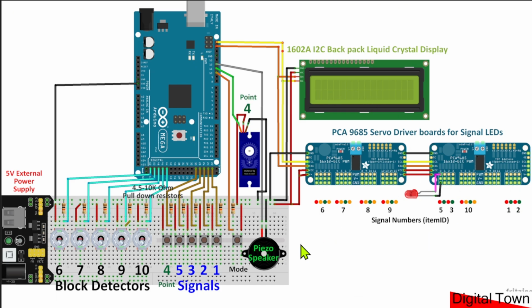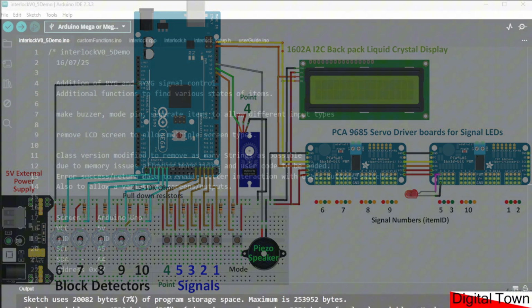So the wiring, although it looks crazy on the breadboard, is fairly simple. It's all using an I2C connection for the 2 servo driver boards and the backpack display. One thing, of course, if you check the previous video, it will show you how to make sure that you've got different addresses for the servo driver boards. You need to solder across these tabs.